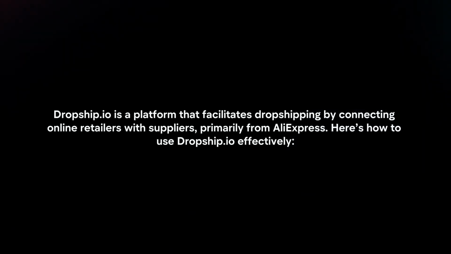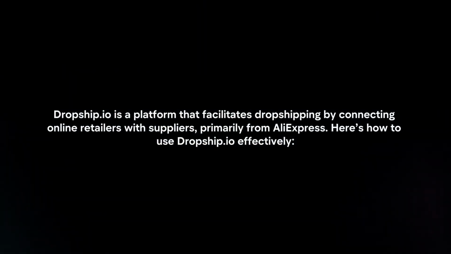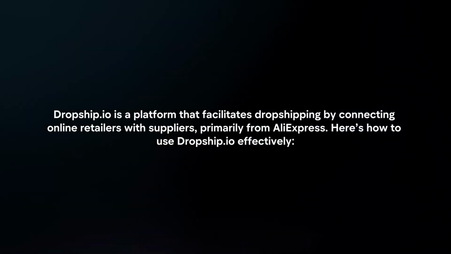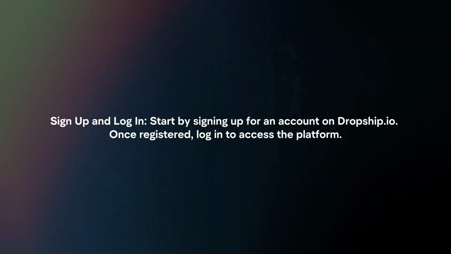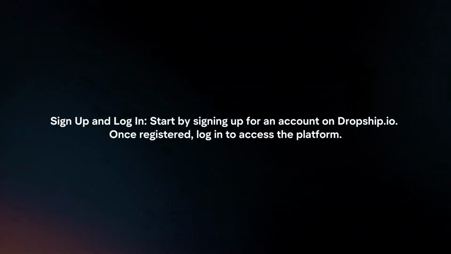Dropship.io is a platform that facilitates dropshipping by connecting online retailers with suppliers, primarily from AliExpress. Here's how to use Dropship.io effectively. Sign up and log in. Start by signing up for an account on Dropship.io. Once registered, log in to access the platform.